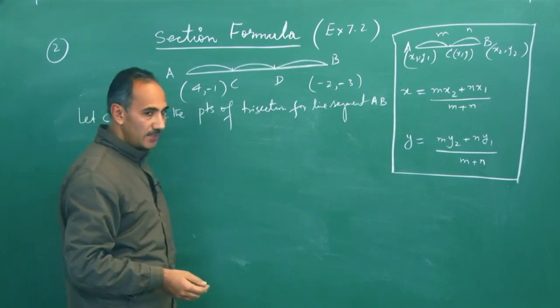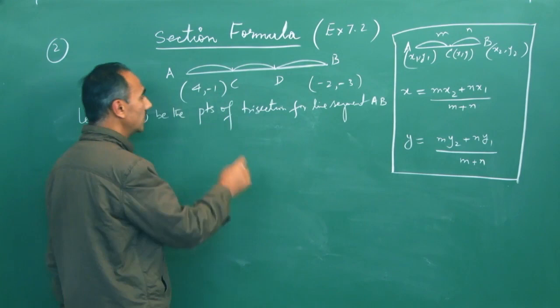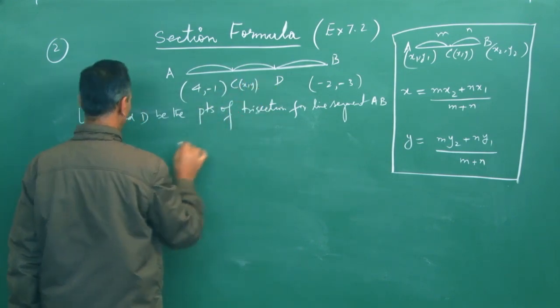Now you have to find C as well as D. We can't find them together. We'll find them one by one. Let's focus on C. So let me take coordinates of C as x comma y.